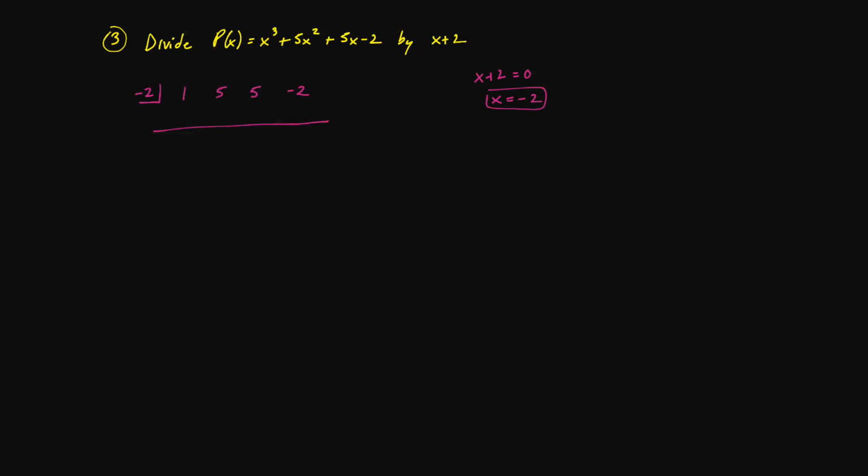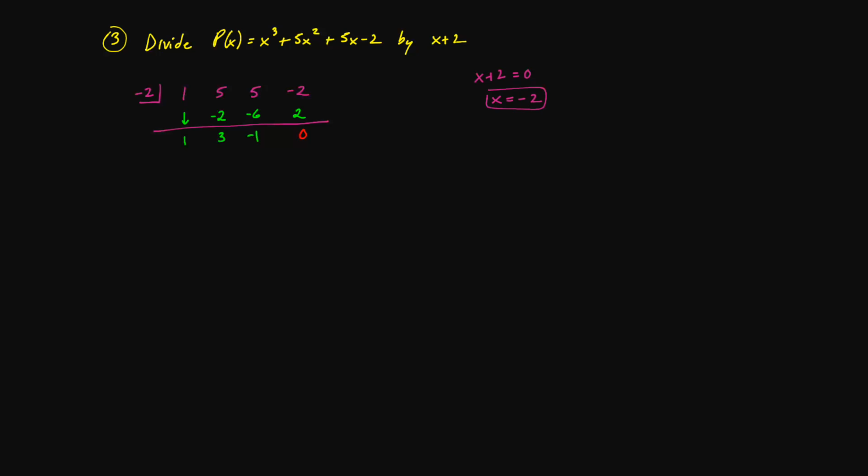So we bring down the 1. That's 1. 1 times negative 2, negative 2. Sum those together, 3. 3 times negative 2, you get negative 6. That's going to be negative 1. Negative 2 times negative 1 is going to be 2. Oh, look at this. We actually get a remainder of 0.